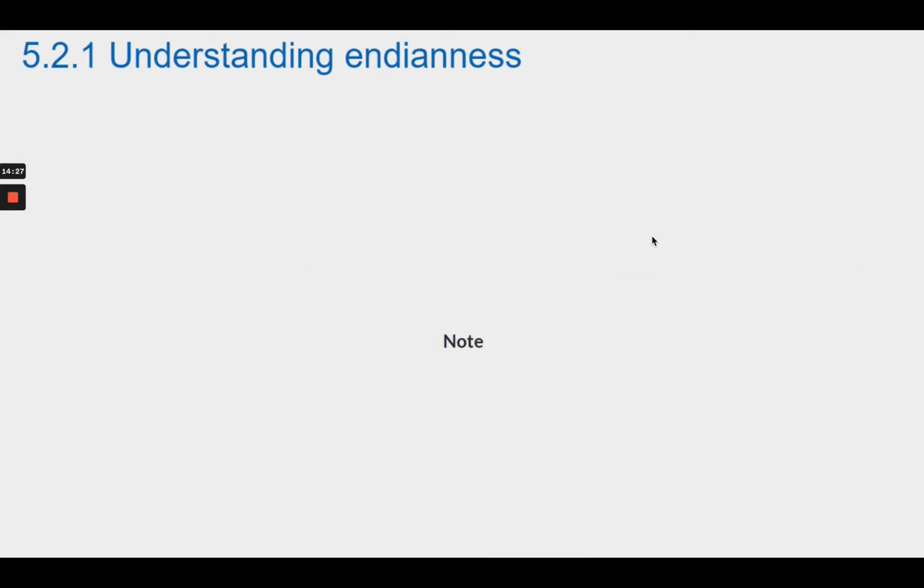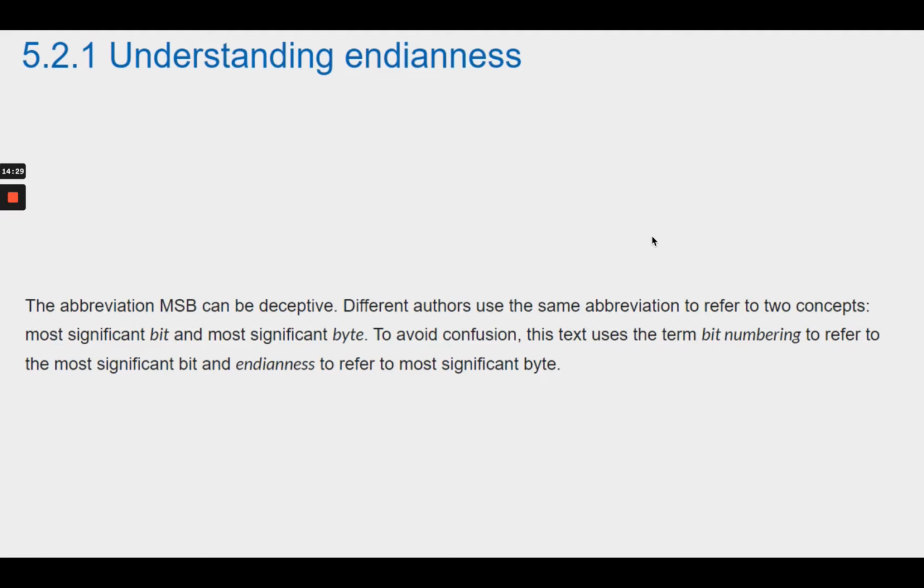Note: the abbreviation MSB can be deceptive. Different authors use the same abbreviation to refer to two concepts, most significant bit and most significant byte. To avoid confusion, this text uses the term bit numbering to refer to the most significant bit and endianness to refer to the most significant byte.